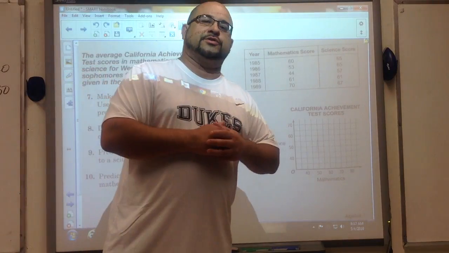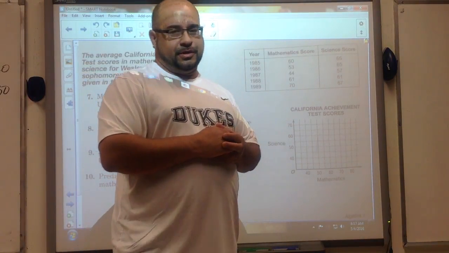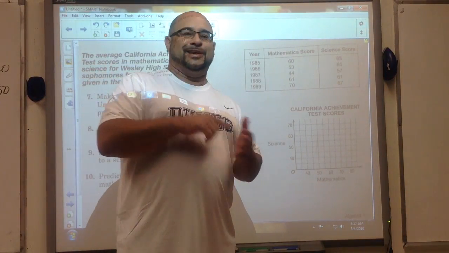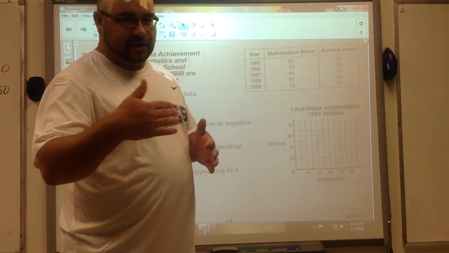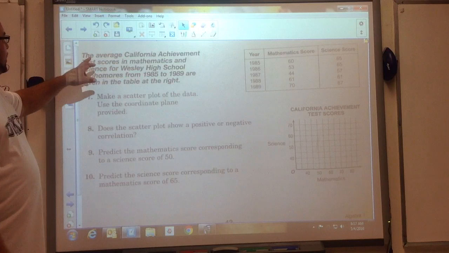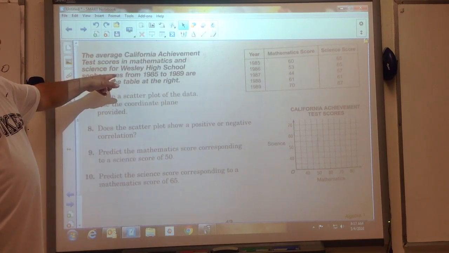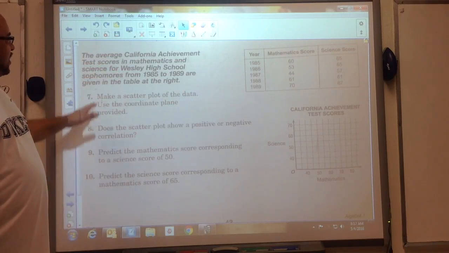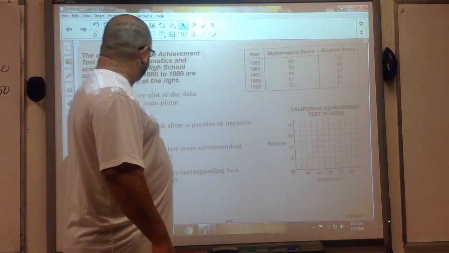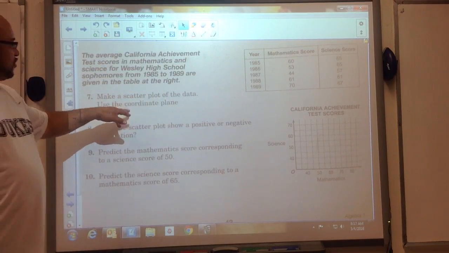But now we're going to go into not only scatter plots, but how to find the equation of the best fit line. Another way they call it is the line of best fit, the equation of the line of best fit. So you can hear the terms different ways. This is the average California Achievement Test scores in mathematics and science for Wesleyan High School sophomores from 85 to 89. So here's your chart. First, we're going to make a scatter plot of the data on the plane provided.